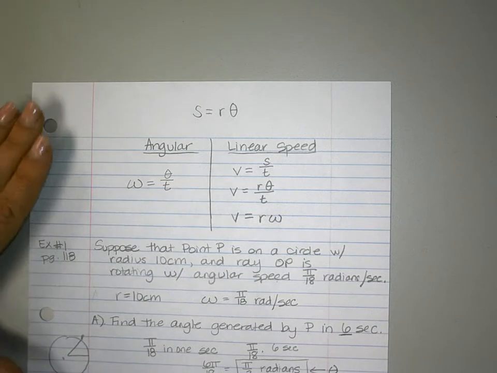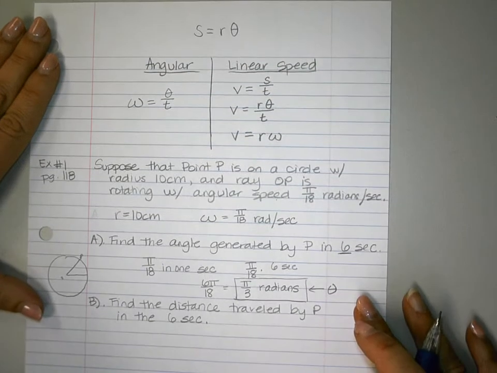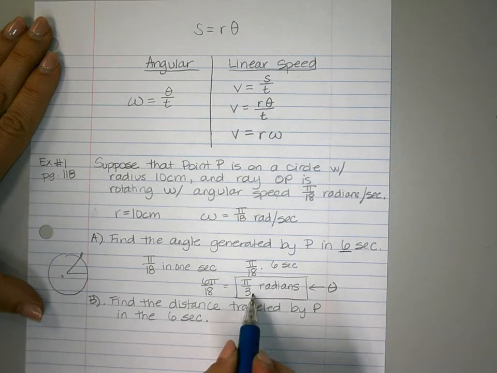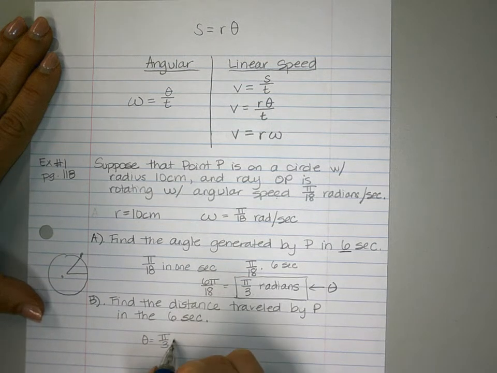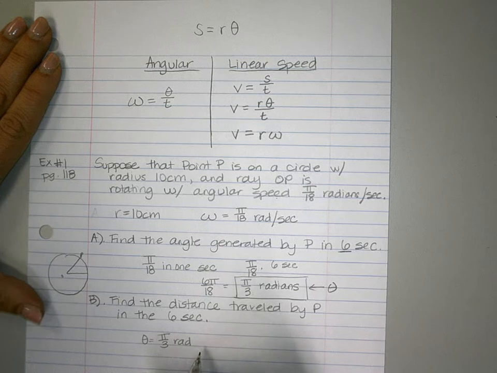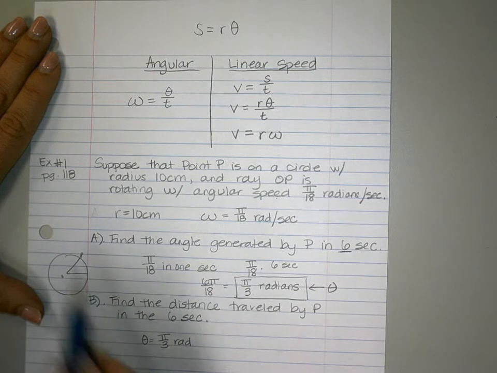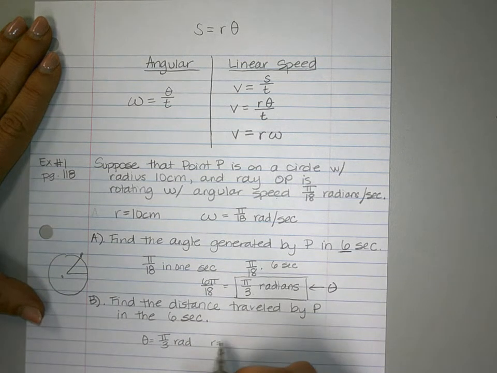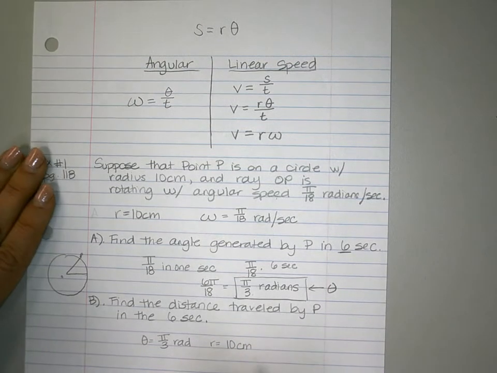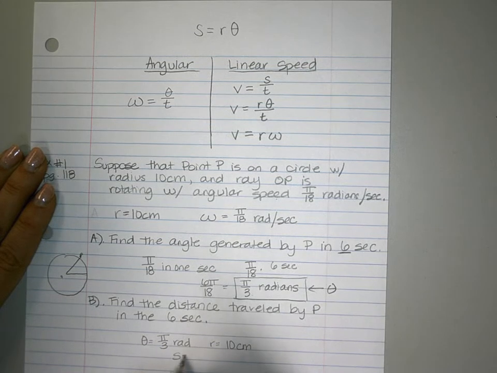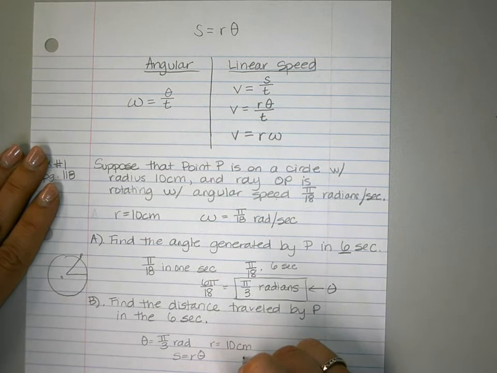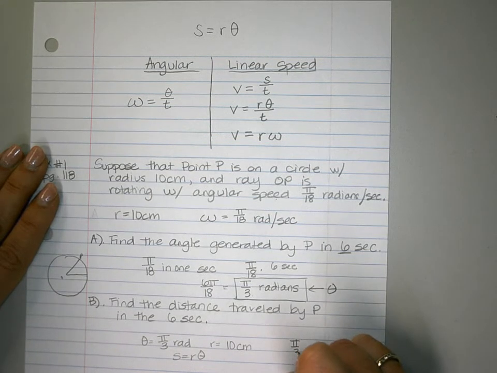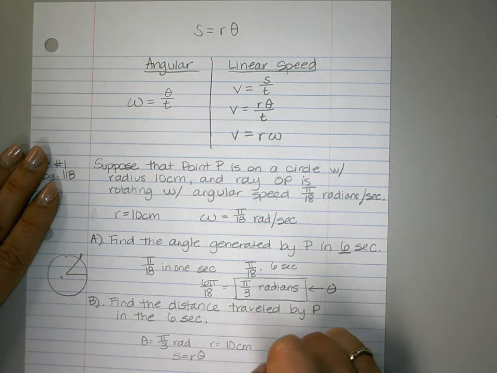So in 6 seconds, what is the angle that this point has created? In 6 seconds, our theta is pi over 3 radians. We know our angle, we know the radius. Our radius is what? We were told it was 10 centimeters. So if I want to know how far it's traveled, I'm using this formula, s equals r theta. So I have, just quickly, pi over 3 times 10 giving me my arc length.